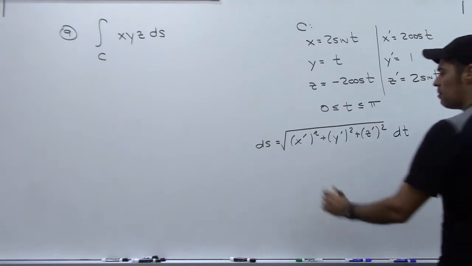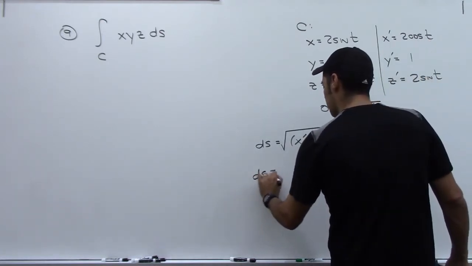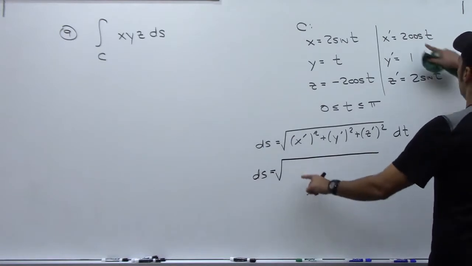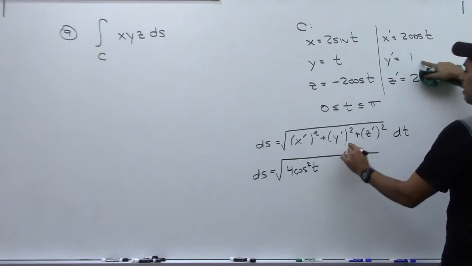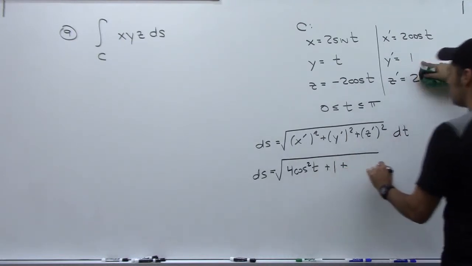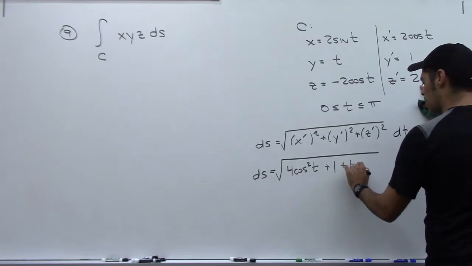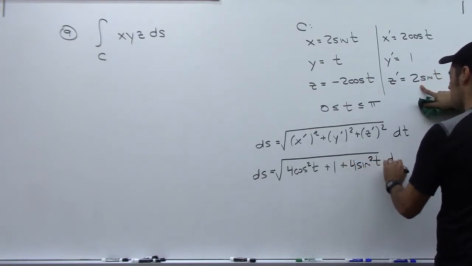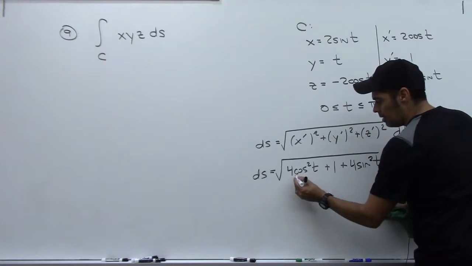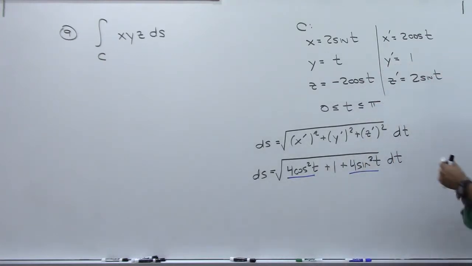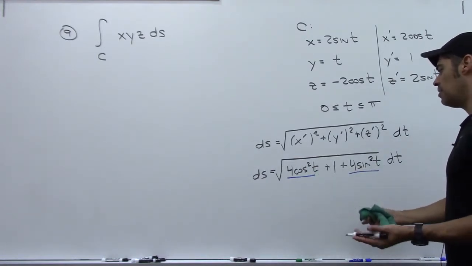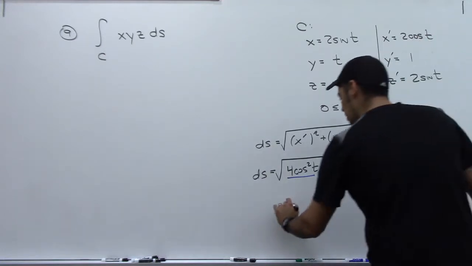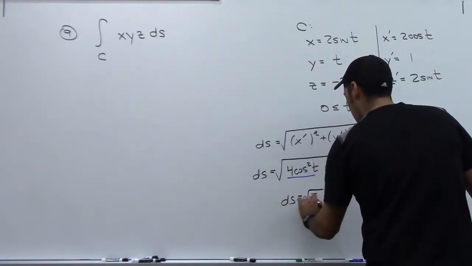So when I take these and square them, my ds is going to be the square root of x prime squared, so 4 cosine squared t, y prime squared, which is just plus 1, plus 2 sine t squared, which is 4 sine squared t, dt. And then I see that I can put this one and this one together, factor a 4 out. Cosine squared t plus sine squared t will be 1, so I'm going to have a 4 plus a 1, that's 5, so this is just root 5. So all this ds is just root 5 dt.